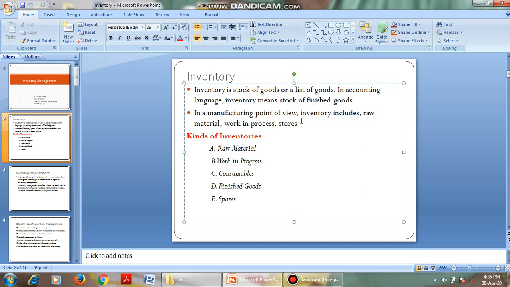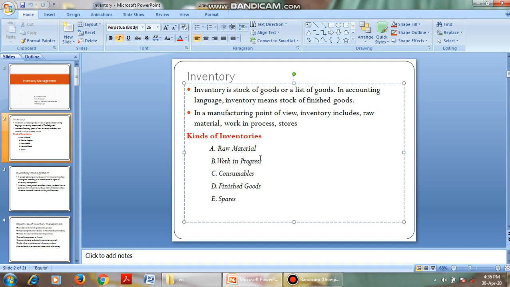As we know, inventory is of different types. The first one is raw material, which is used for production. Next one is work in process, that is, it is not the raw material and it is not the finished goods, that is semi-finished goods, or we can say the work which is in process. Next, consumables, that is whatever we consume, we call them inventories. Next one is finished goods, the goods which are finished.